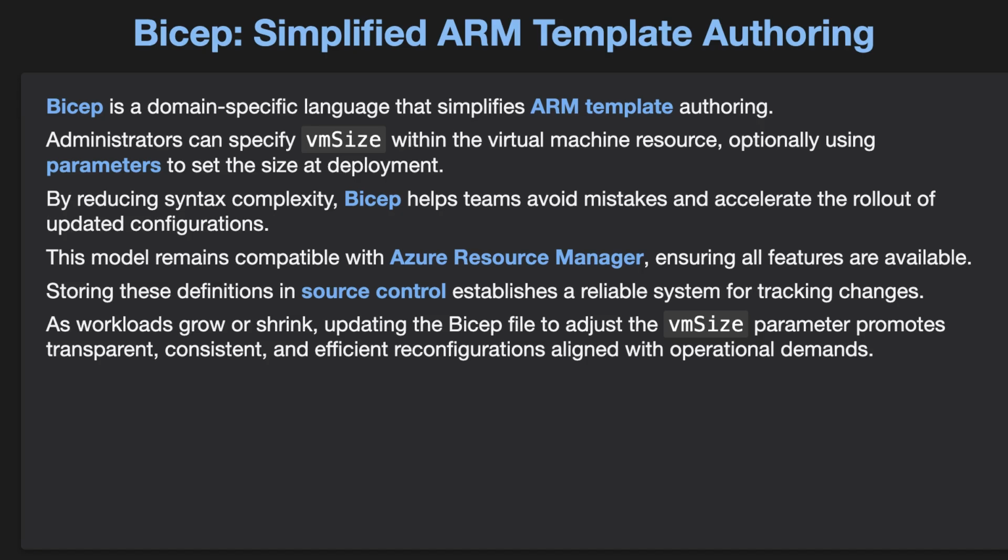Storing these definitions in source control establishes a reliable system for tracking changes. As workloads grow or shrink, updating the Bicep file to adjust the VM size parameter promotes transparent, consistent, and efficient reconfigurations aligned with operational demands.